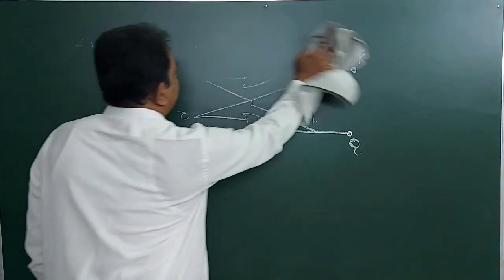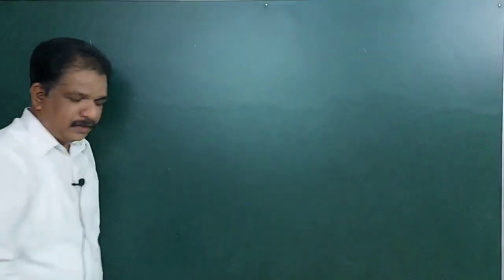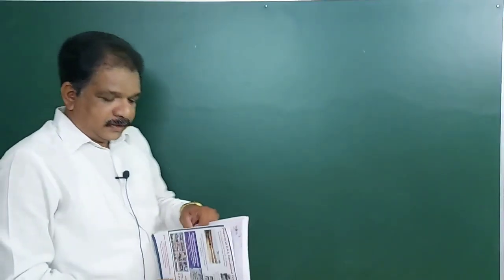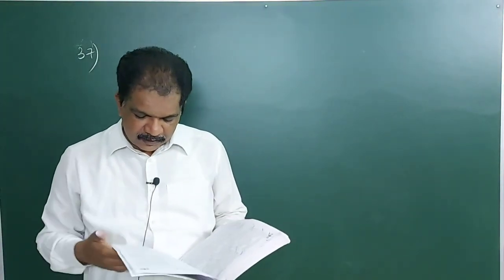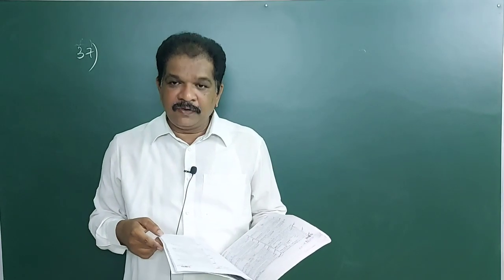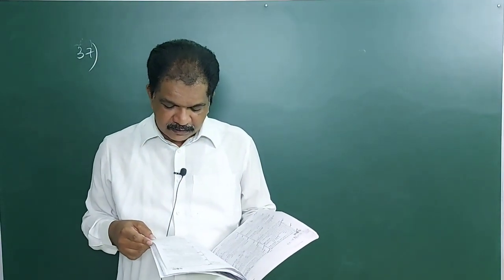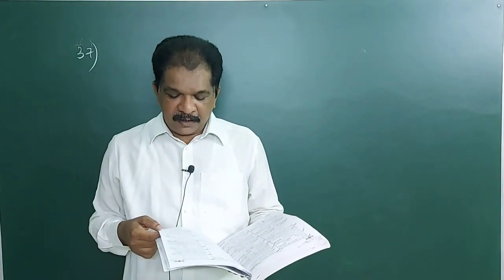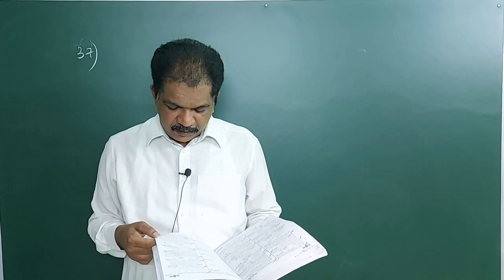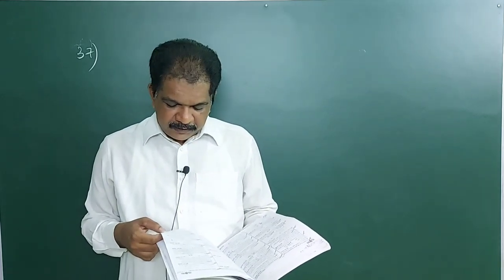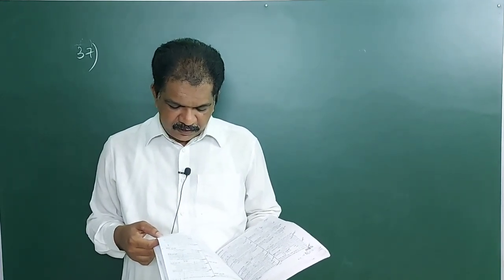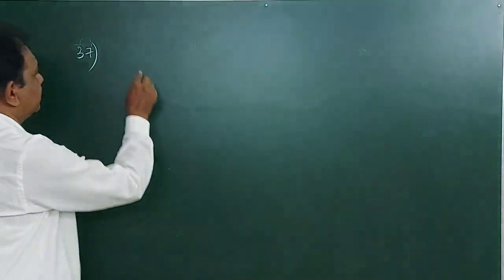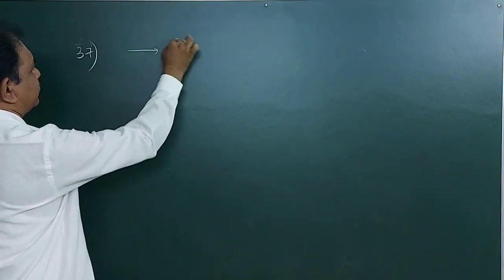Next, 37. See, the conductivity of a semiconductor increases with increase in temperature. If we increase the temperature, conductivity will increase, because the number density of charge carriers increases. The fourth option will be the correct answer. So 37 will be the fourth option. Just a theory question, check it.